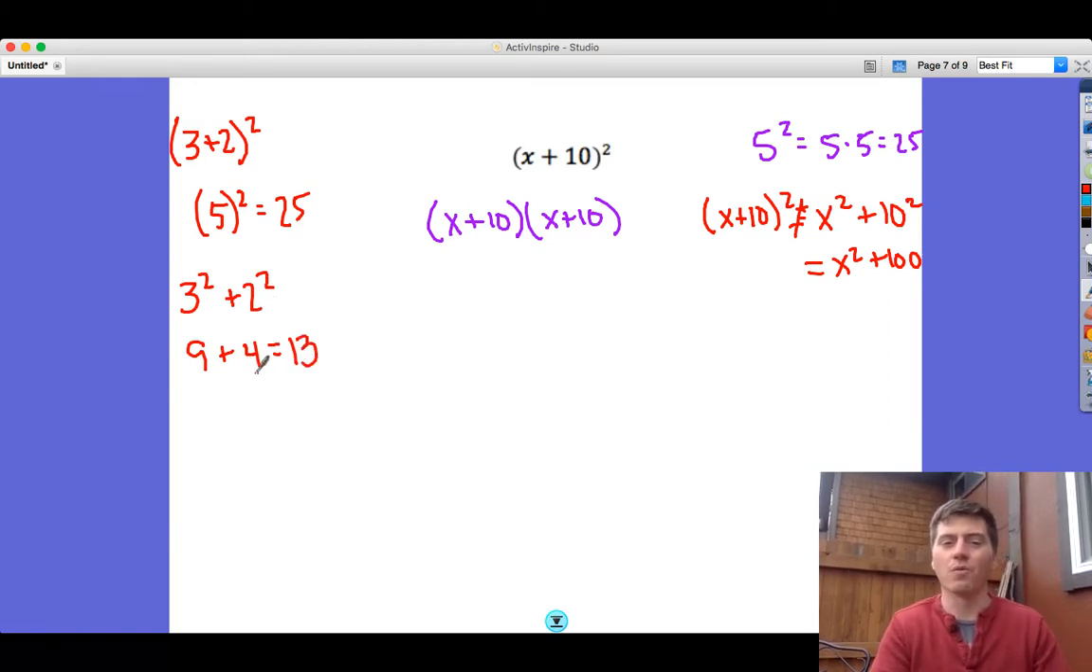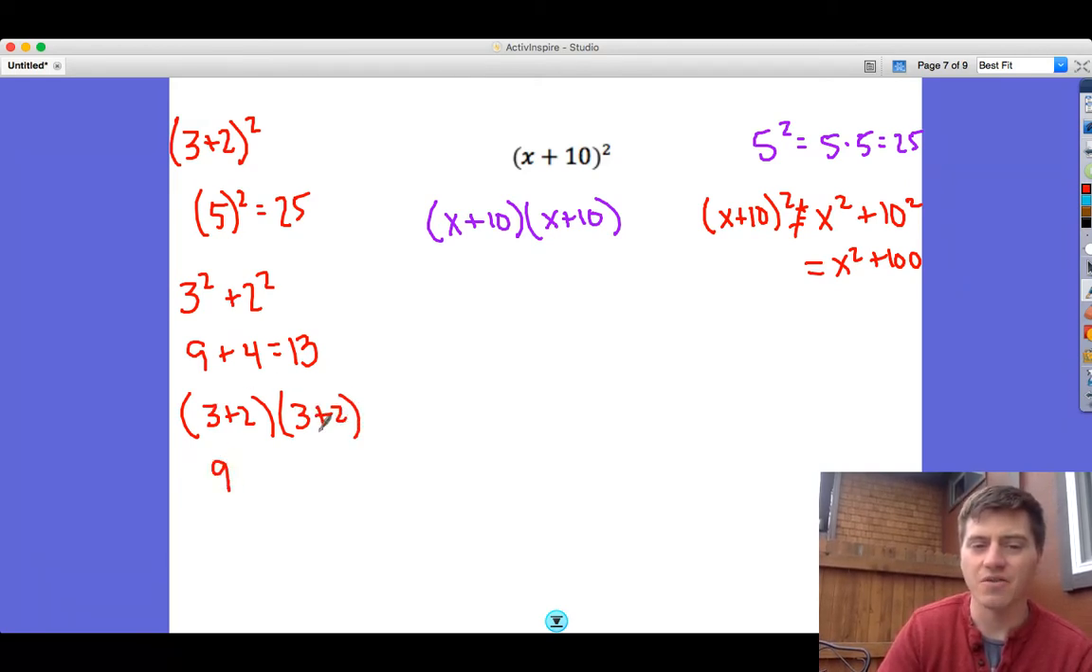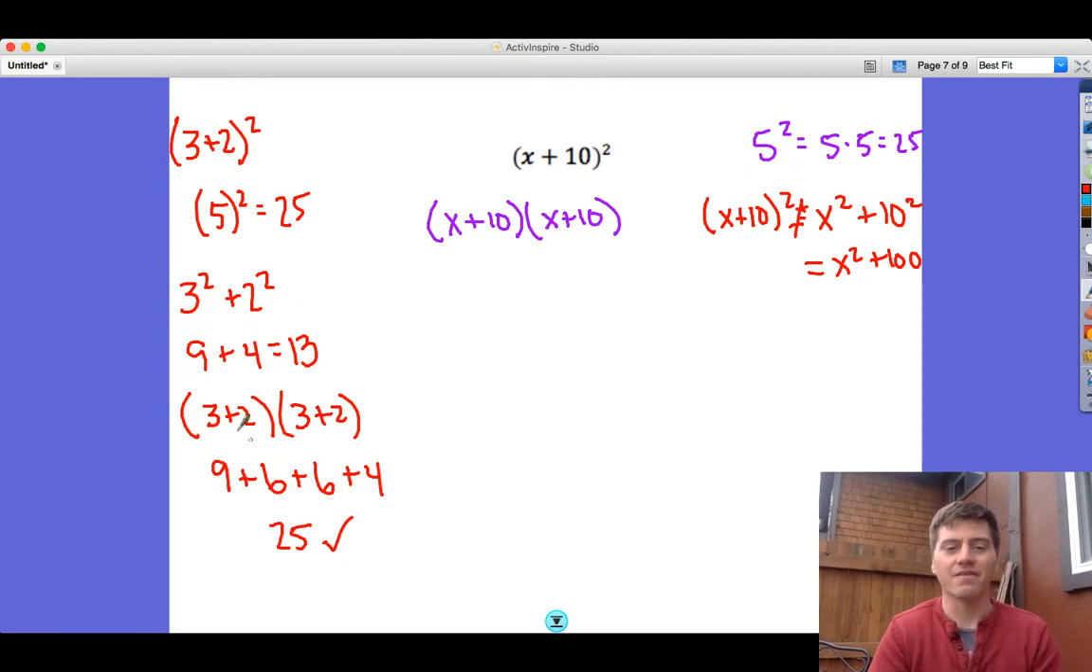But we do know that we can distribute those, right? 3 plus 2 times 3 plus 2 would have to be 3 times 3 is 9, 3 times 2 is 6, 2 times 3 is 6 again, and 2 times 2 is 4. So we have 9 plus 6 is 15, plus 6 is 21, plus 4 is 25. And that works. We know 5 squared is 25. So you see we have to distribute to do that, right?